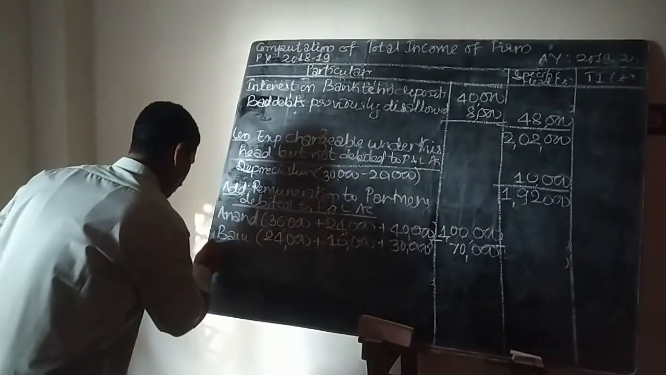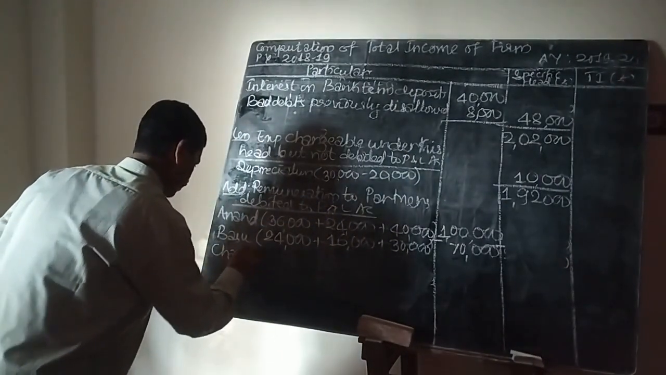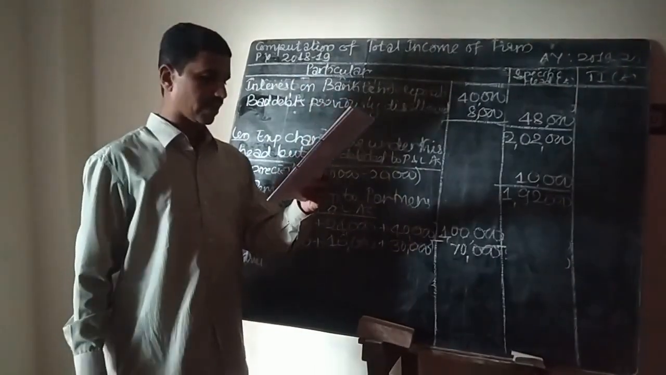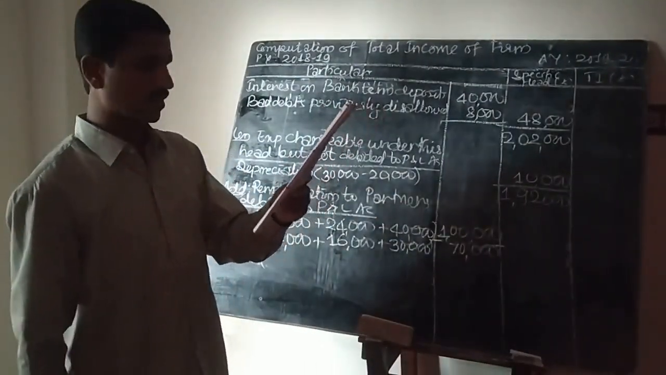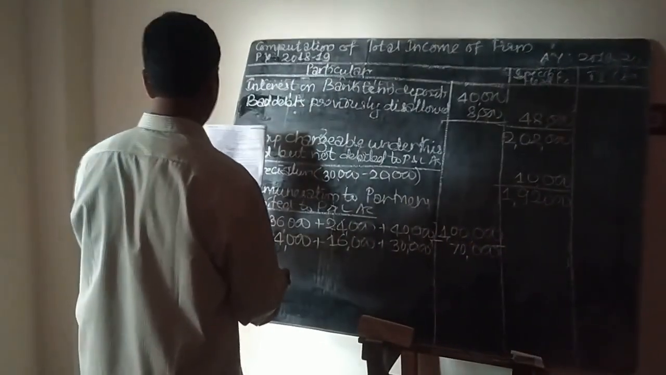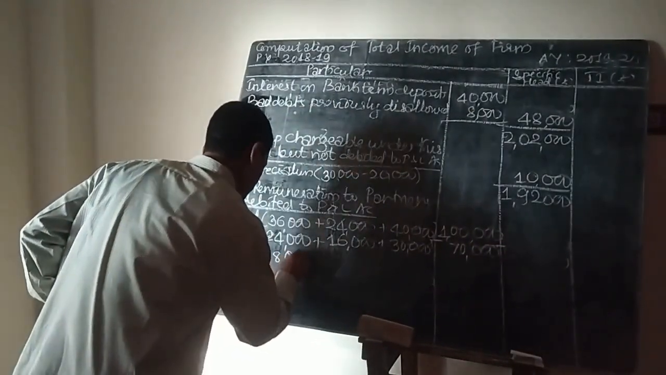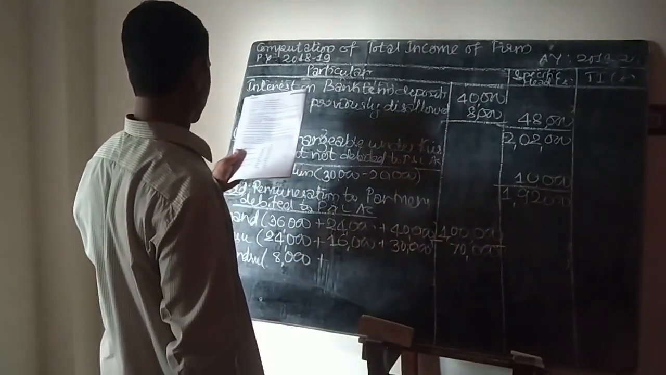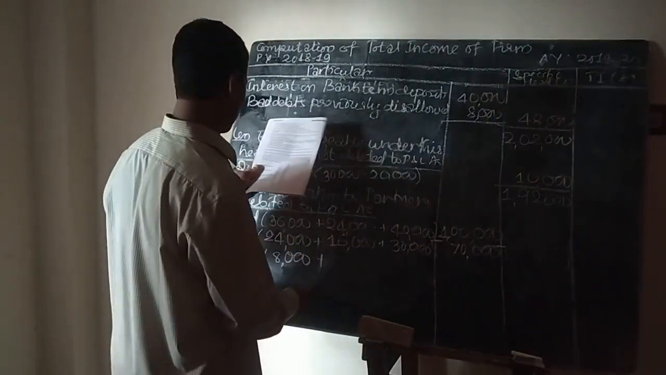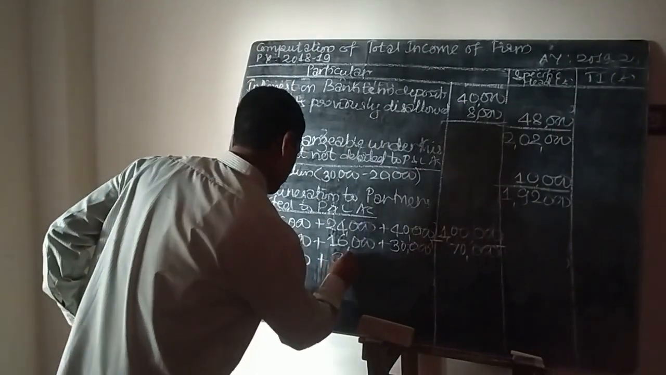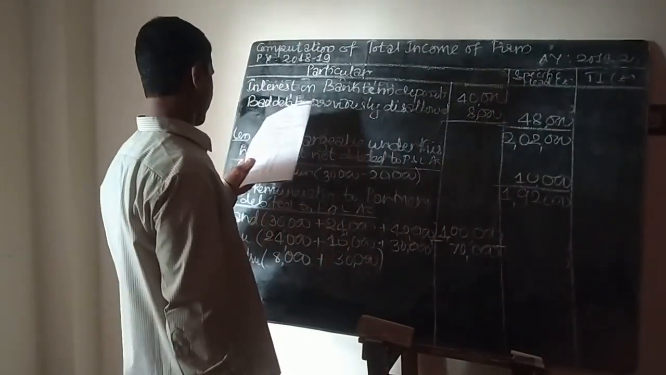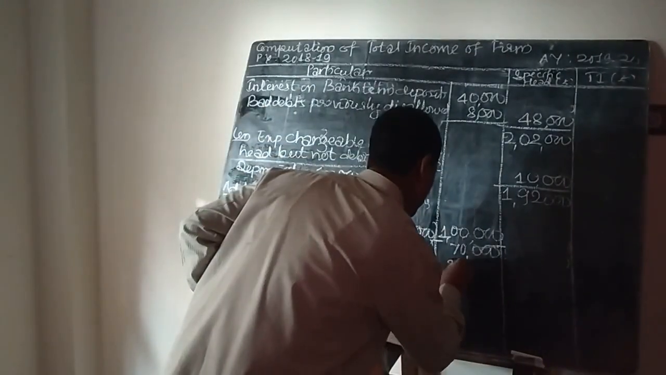Then Chandru. Has he been paid a salary? No, he has not been paid any salary. He has been paid a bonus of rupees 8,000, and a commission of rupees 30,000. So a total of 38,000 is paid here.